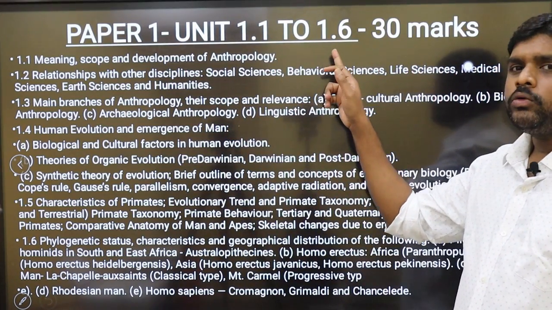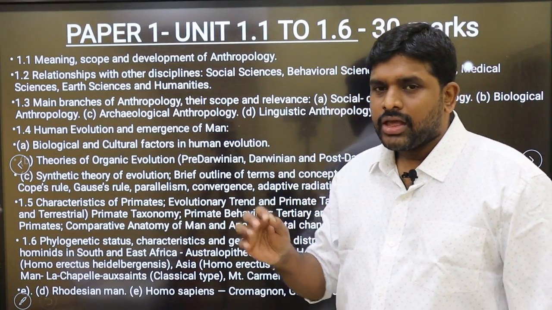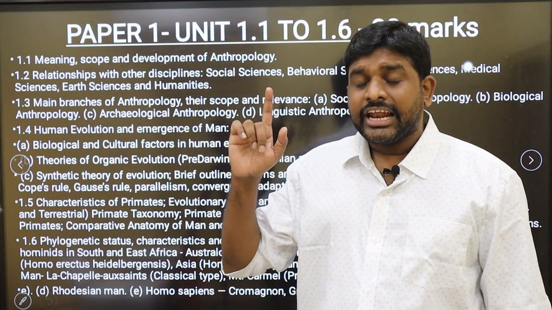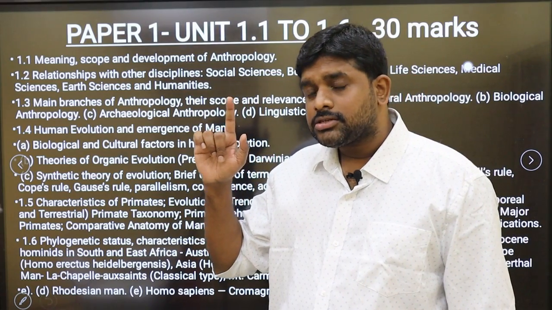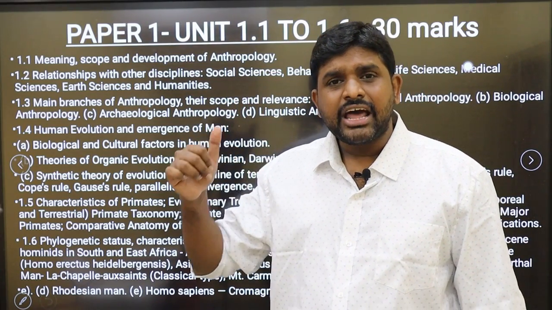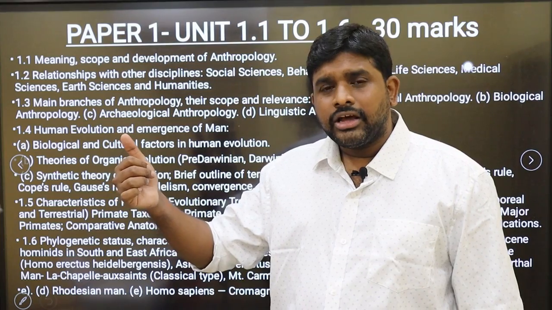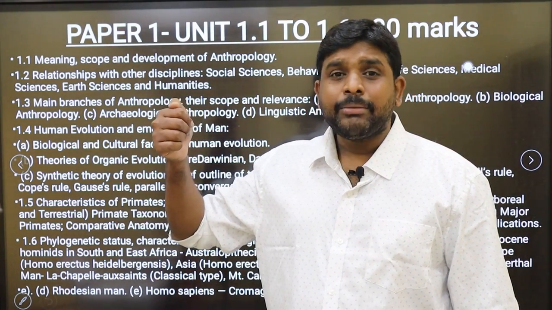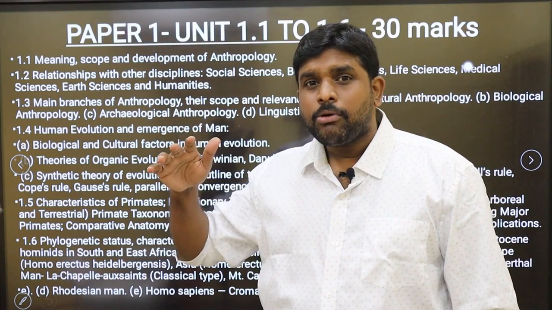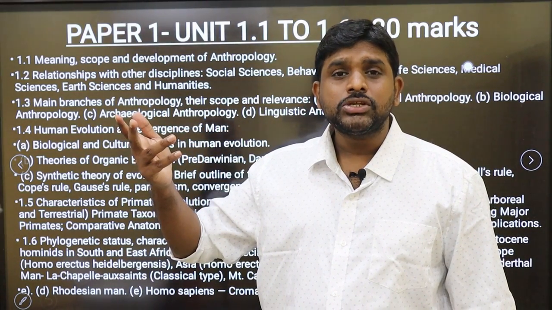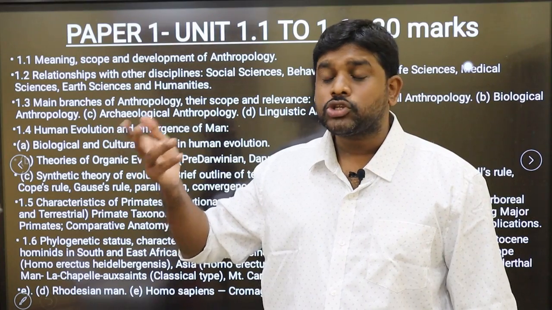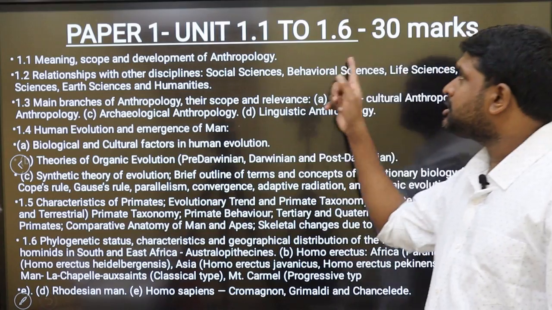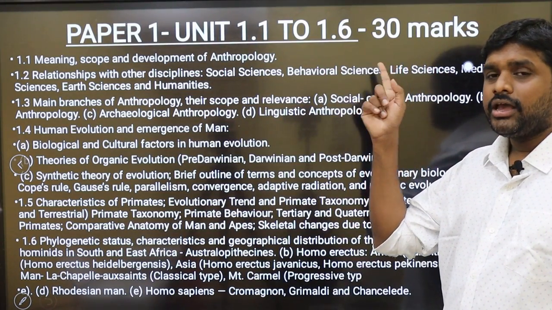Paper 1, unit 1, 1.1 to 1.6 means what? Introduction to anthropology, branches of anthropology, relationship of anthropology with other disciplines. 1.4, pre-Darwinian, Darwinian and post-Darwinian, relationship between human evolution and cultural evolution. 1.5, primates, primatology. 1.6 is about evolution of man: Australopithecines, Homo erectus, Neanderthal, Homo sapiens, Rhodesian man, and Homo habilis also you have to do. 1.1 to 1.6 consists of 30 marks.